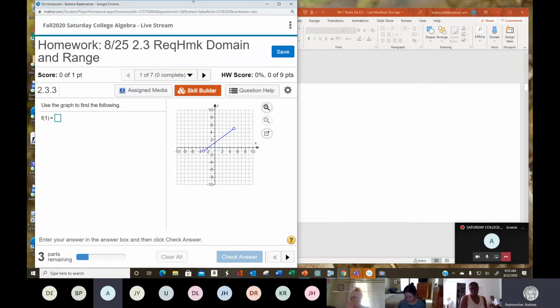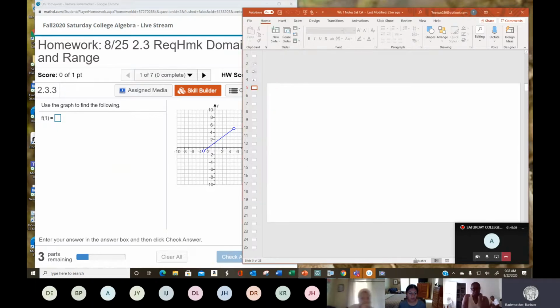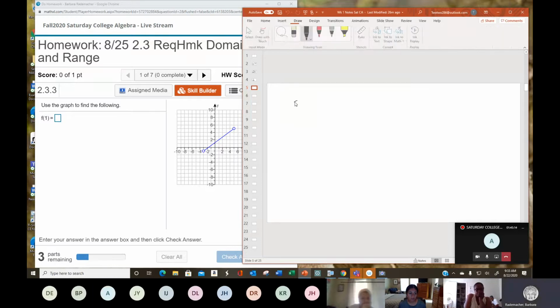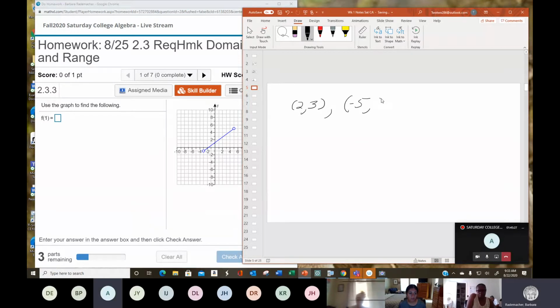Okay. So here we go. Can you see what's on my MATLAB right now? We're going to be talking about domain and range. One of the best examples of domain is you have a bunch of points, like the point 2, 3. Can everybody see me write 2, 3? Okay. Yes. And you have the point -5, 7. And you have the point 8, 2.